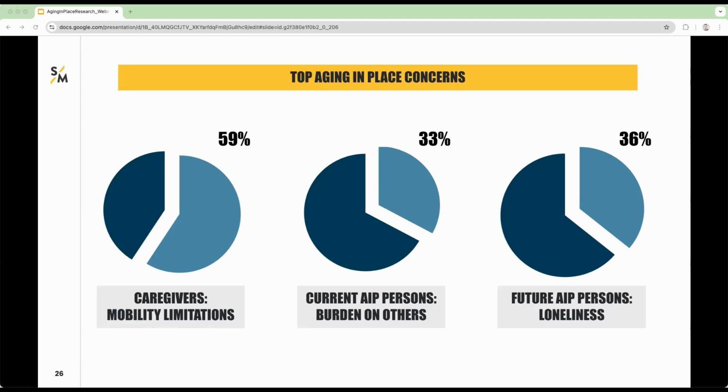So I think the way we wrap all this up is to say that each group might have a different chief concern for a future that includes this aging in place component. But all of these concerns revolve around addressing the physical and also the emotional well-being of aging in place persons.